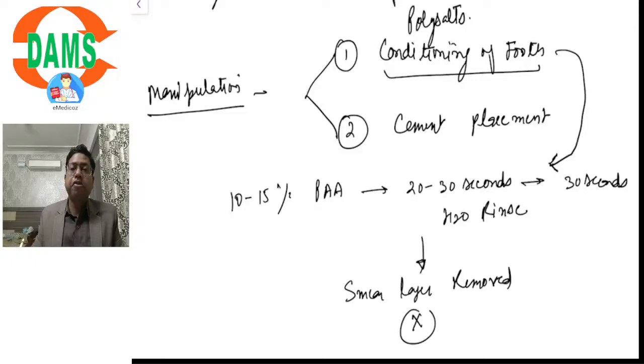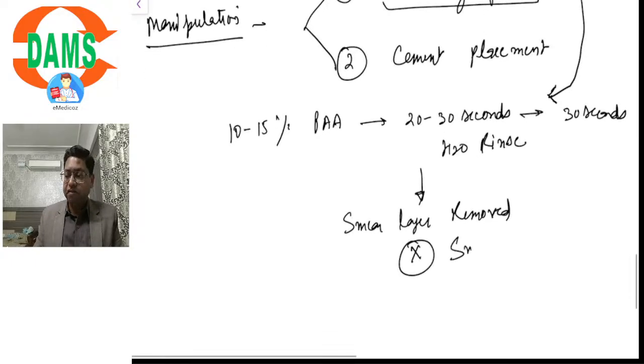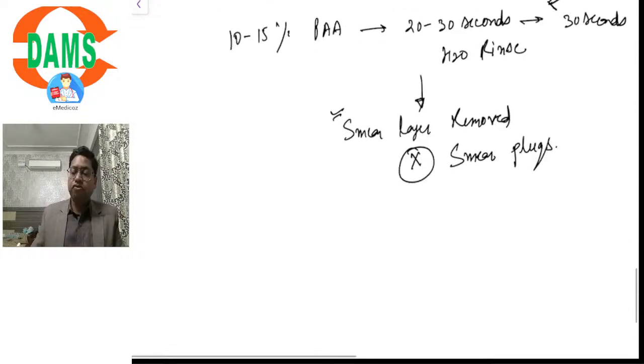But it does not remove the smear plugs. The smear layer is removed, but the smear plugs remain intact. So because of this removal of smear layer, the hydroxyapatite calcium ions of the enamel and dentine are freely available for bonding with the tooth structure.